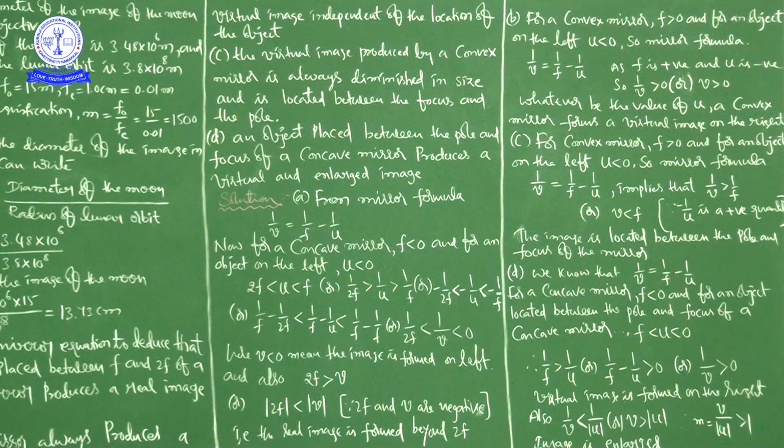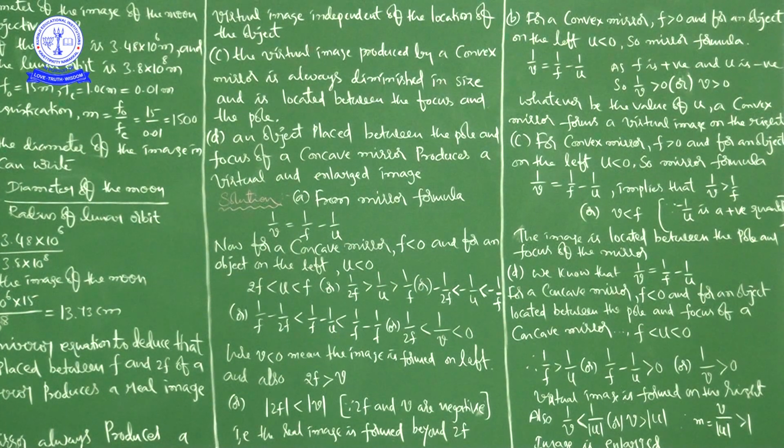So actually the mirror formula is 1/f = 1/u + 1/v. The same thing you can also write like this, no? Now for a concave mirror, f is less than 0, and for an object on the left, u is less than 0.